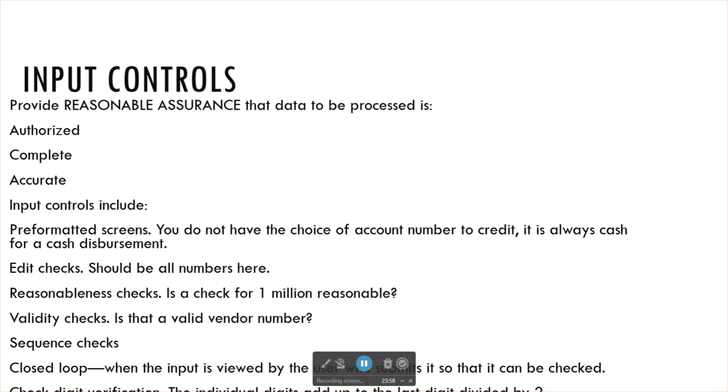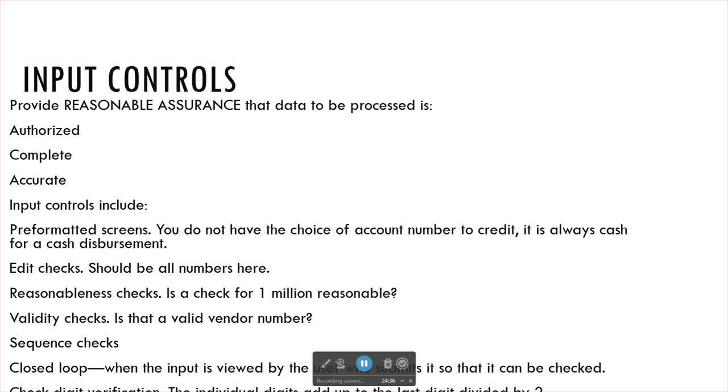Input controls provide assurance that the data going in and being processed is authorized, complete, and accurate. And you could have edit checks to make sure all the numbers, say in an account number or a customer's number, are right. There's a reasonable check, and this is to say, is a check written for $1 million, for example, reasonable? Is a check written for $1 reasonable? Things like that. Maybe you're going to do something like this, particularly with your payroll. Is a payroll check for $1 million reasonable?